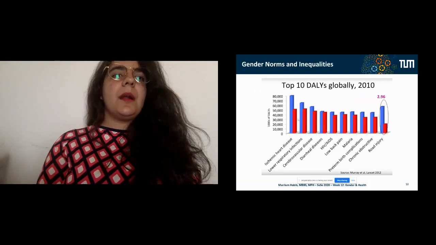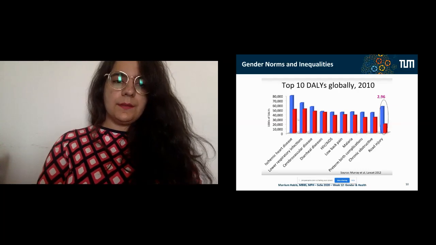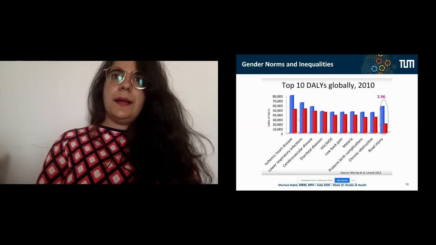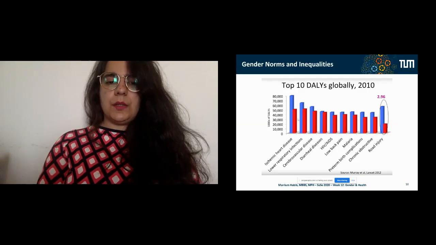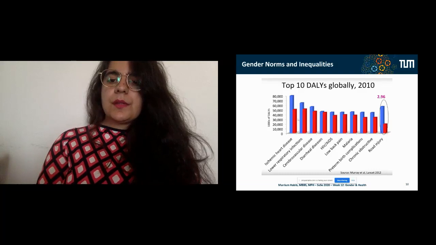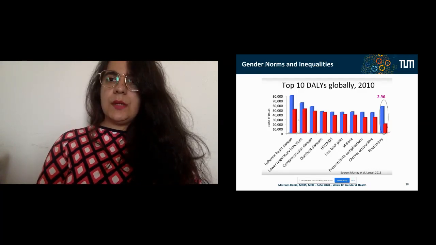Of course, gender disparities occur across the spectrum when we talk about gender norms and inequalities. Here's a table about the top 10 DALYs, or disability adjusted life years globally for 2010, blue being males and red being females. Of course, across the spectrum, you can see that males in general are experiencing more DALYs than women.